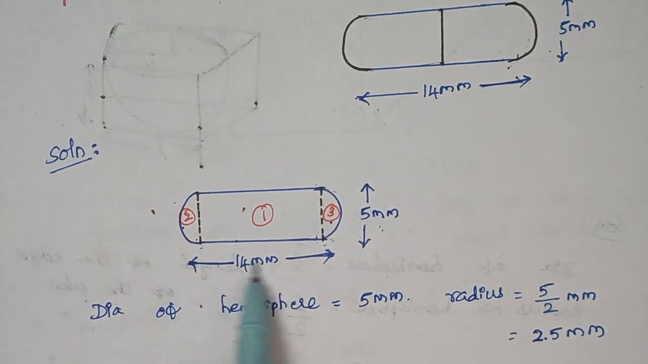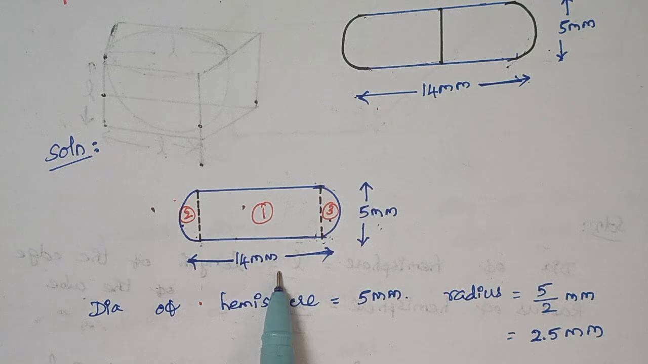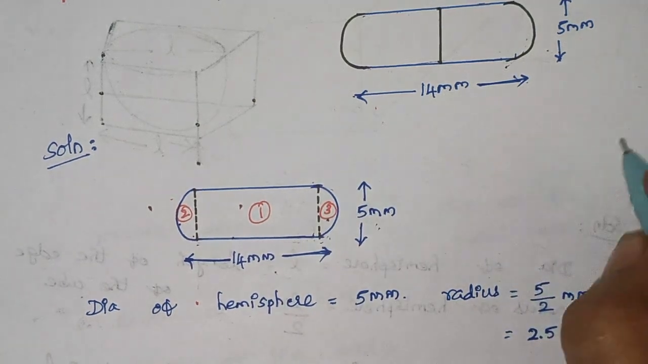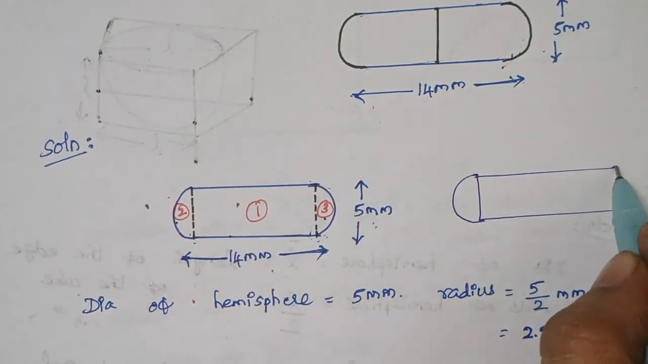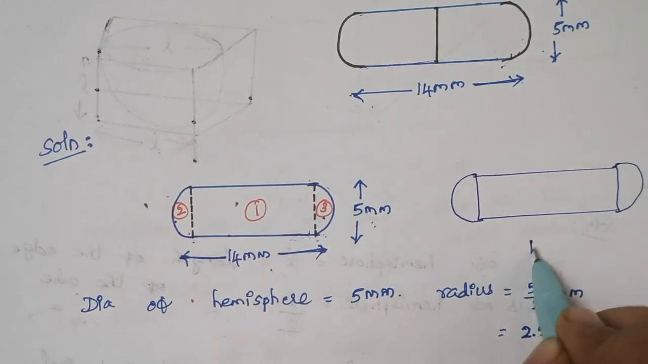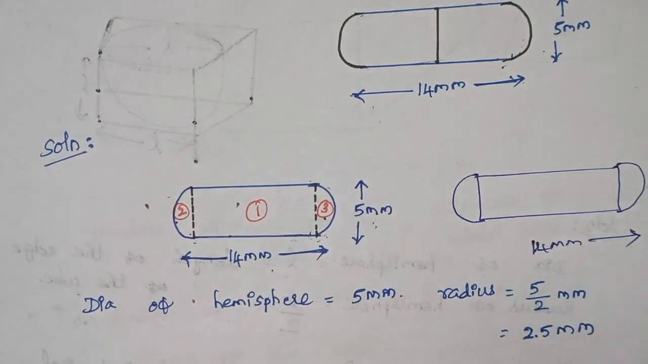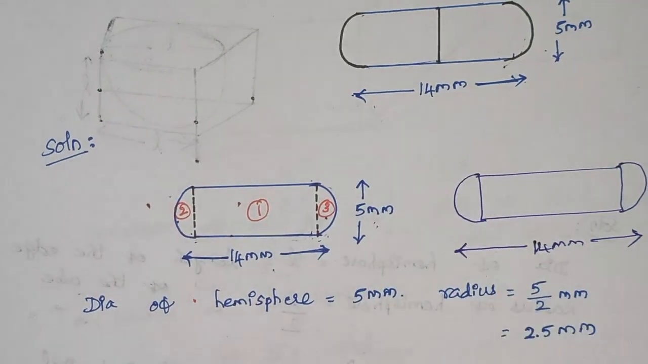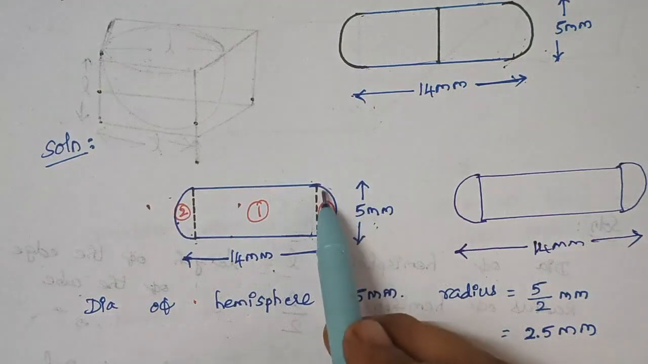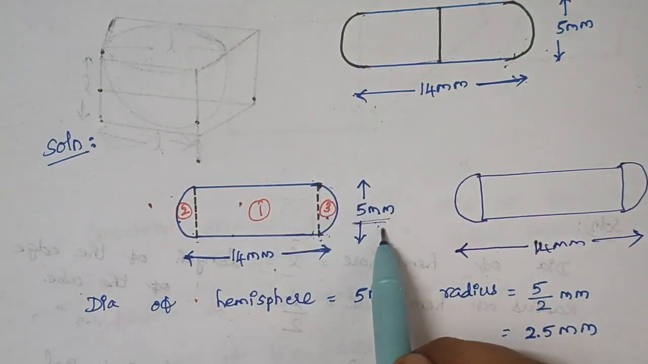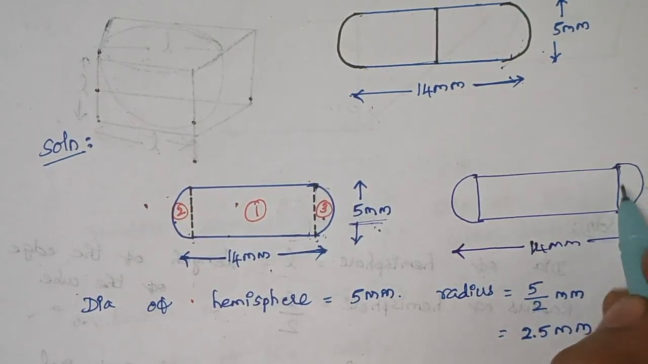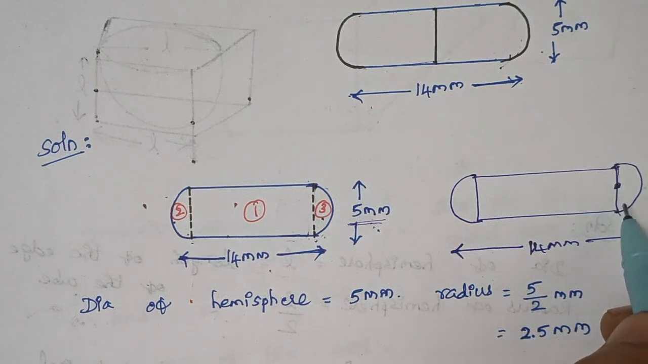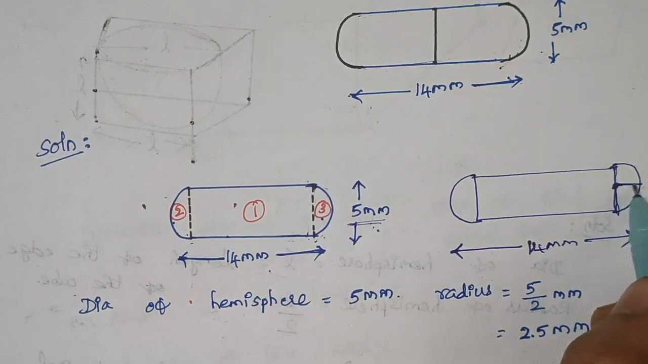Because here you see the total length is given as 14 mm. So here what we are going to do is again the same thing. You see I am redrawing the diagram. So here the total length is 14 mm, right? The entire length here. So the thing is, you see here the diameter is 5 mm, right? So this is the diameter of the hemisphere, and when the diameter is divided by 2 we will be getting our radius, right? This is our radius. Similarly, this is also a radius, right?